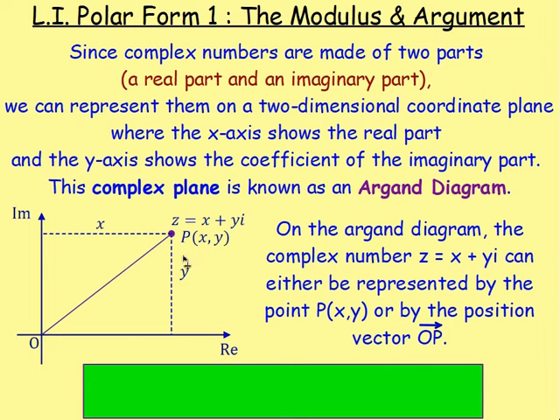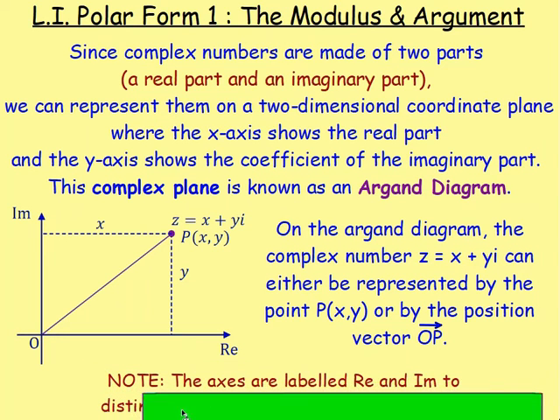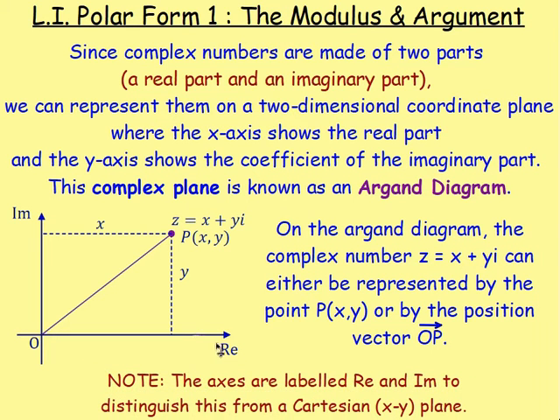What you'll notice is that instead of writing x and y for the x-axis and the y-axis, we call the axes Re for real and Im for imaginary. So this will represent the real part, and this, the y-axis, represents the imaginary part. And we do that to distinguish it from the regular Cartesian x, y plane. So whenever you're plotting the Argand diagram, write Re for real and Im for imaginary.